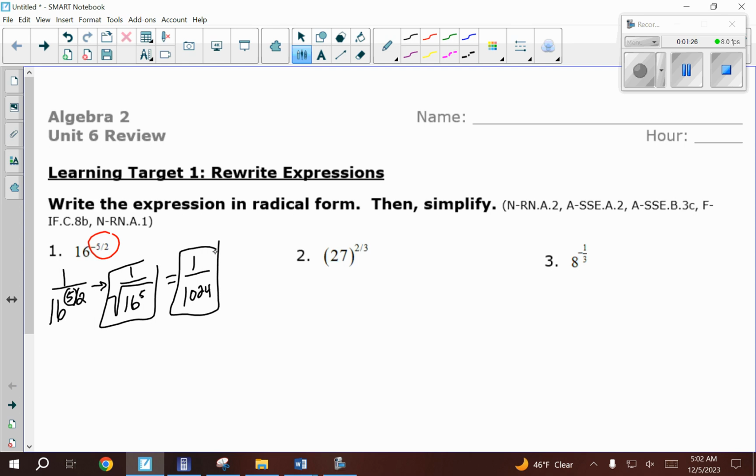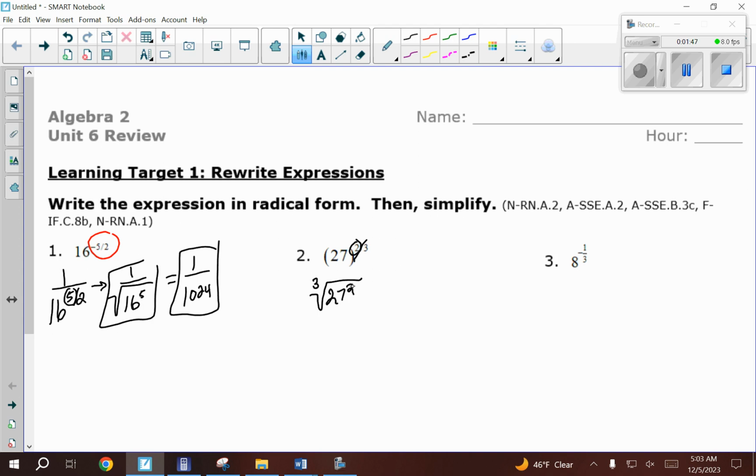Okay, next question. We want to convert it to a radical since it's not a negative. So we're going to put that 27 inside the radical. Because the bottom number is a 3, that's going to be the index out here. And this top number slides down to the 27. So that's 27 to the 2nd power.